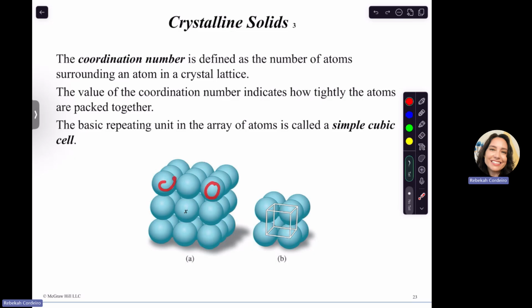I don't actually think these are neighboring. So neighboring would be this one, this one, this one, and this one. This one back here, and then this one kind of in the front up here.